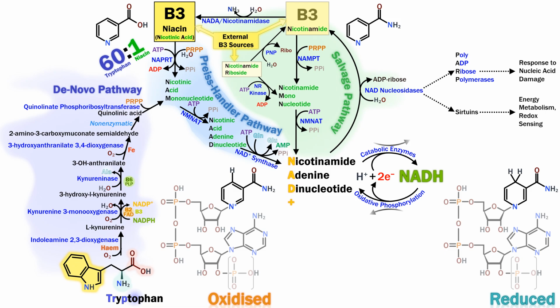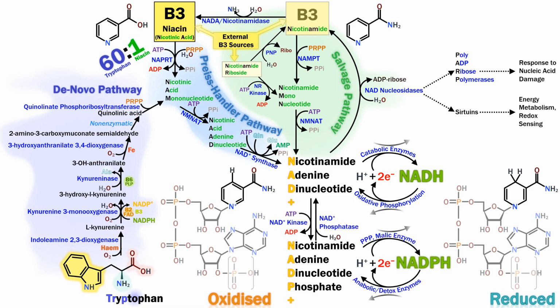NAD plus can be phosphorylated to the related molecule NADP plus. While they undergo the same oxidation reduction reactions, they have different functions. NADP plus is reduced to NADPH in the pentose phosphate pathway and with enzymes such as malic enzyme used in fatty acid synthesis. It is then used by enzymes responding to oxidative stress and detoxification enzymes such as cytochrome P450 and anabolic pathways such as fatty acid synthesis.